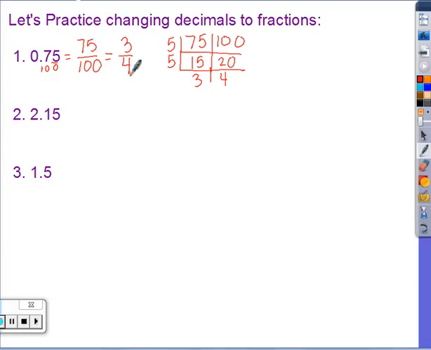Now for question number 2. I have 2 and 15 hundredths. I want you to think to yourself first, how am I going to solve this problem? I'm going to give you about 20 seconds to do so, and then you're going to share with your partner.